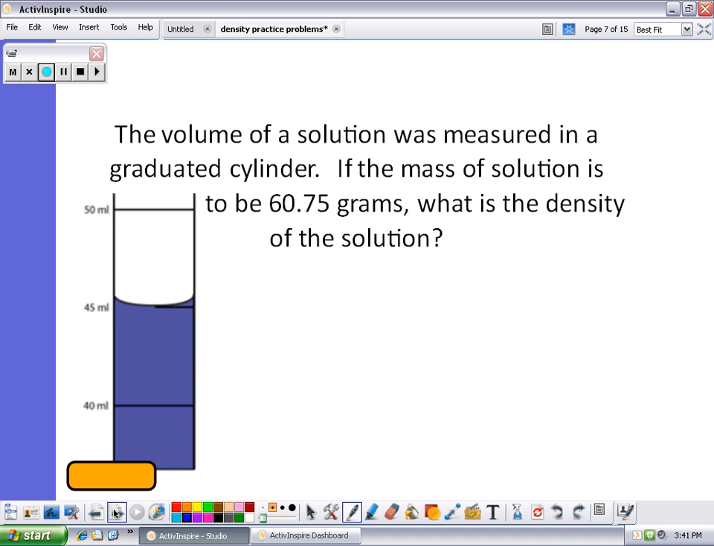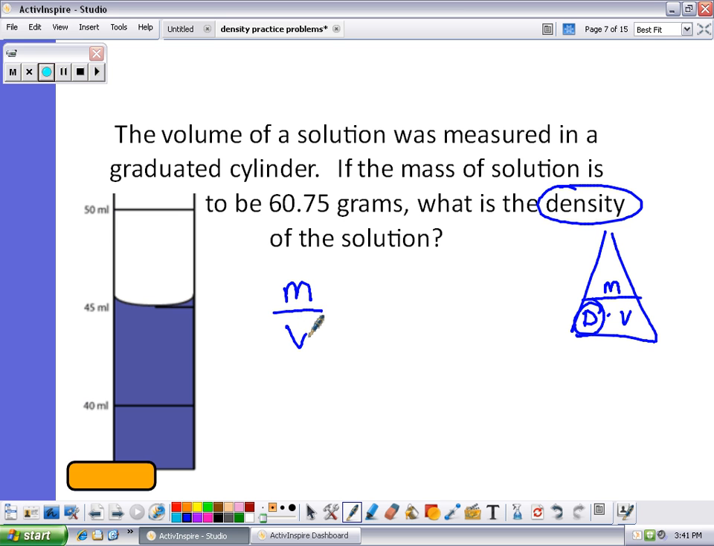The volume of a solution was measured in a graduated cylinder. If the mass of the solution is 60.75 grams, what is the density of the solution? So, what is the density? So we're looking for density. So we're solving for D. So we need to know mass divided by volume.